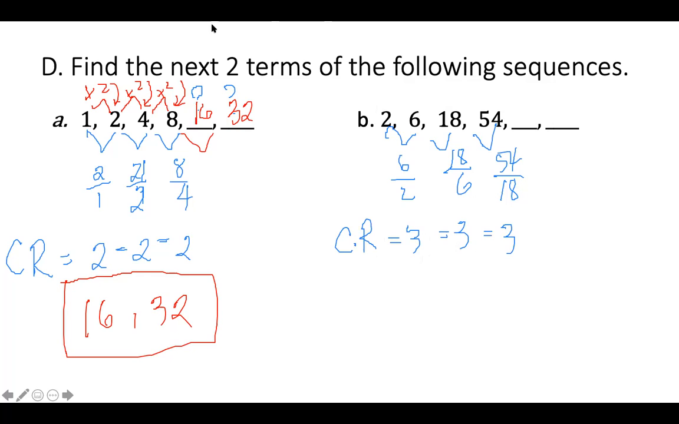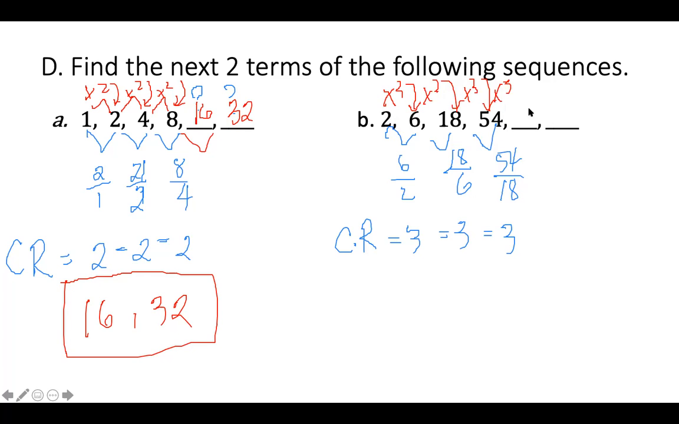So let's check. 2 times 3 is equal to 6. 6 times 3 is equal to 18. And 18 times 3 is equal to 54. All right? So for us to get the next term here, we need to multiply this by 3, since multiplying the previous term by 3 to get the next term is actually true for the given terms in the sequence.